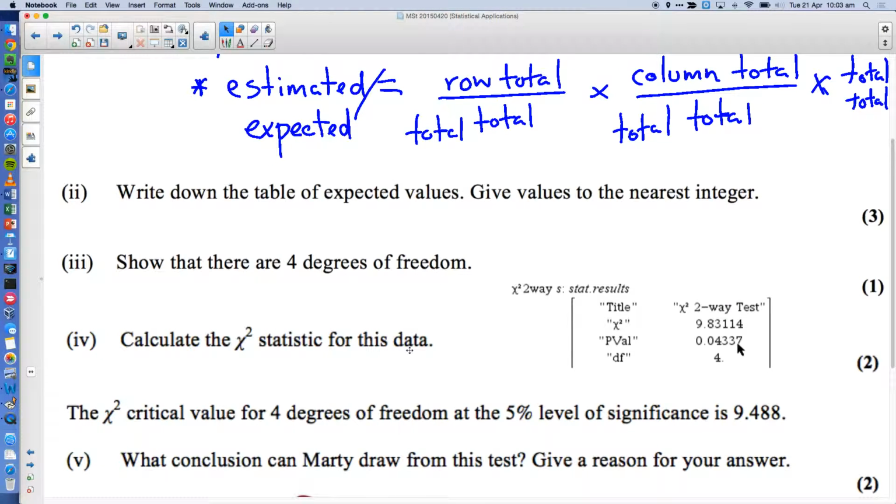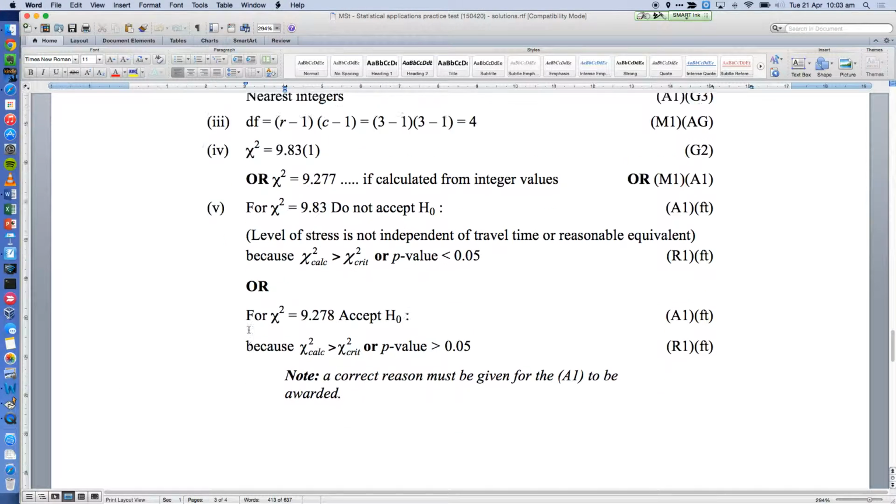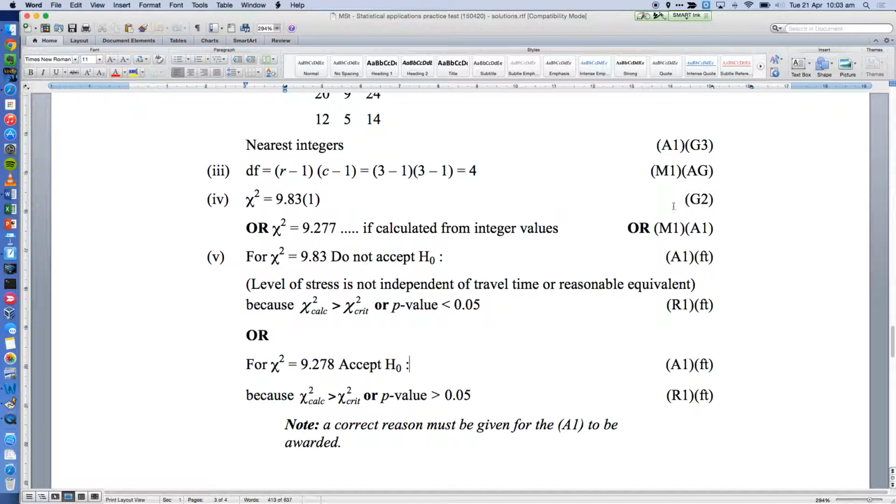So calculate the chi-squared statistic for this data. All you need to do is say, calculated from our graphics display calculator, there's our chi-squared 9.83. And if we look at our results here, 9.83, 2 marks. Straight away, very easy. They have this one if you calculate it from the integer values, we don't worry about that.